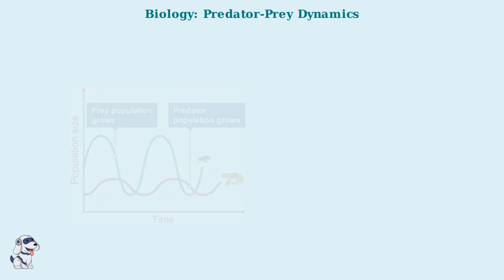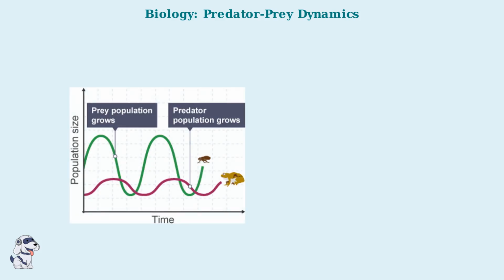Finally, let's explore how correlation analysis is crucial in biology for understanding ecosystem dynamics. In biology, one of the most studied correlations is between predator and prey populations in ecosystems. This relationship demonstrates how species populations influence each other over time. This graph shows the classic predator-prey cycle. The green line represents prey population, while the purple line shows predator population. Notice how the predator population peaks slightly after the prey population peaks.